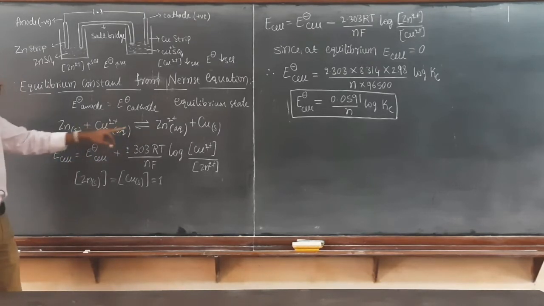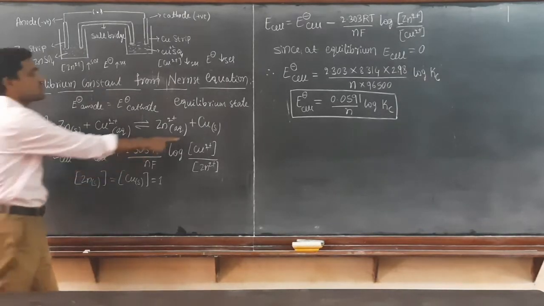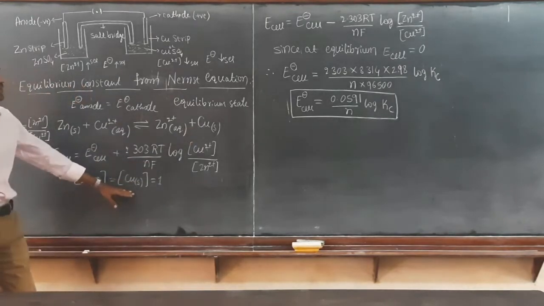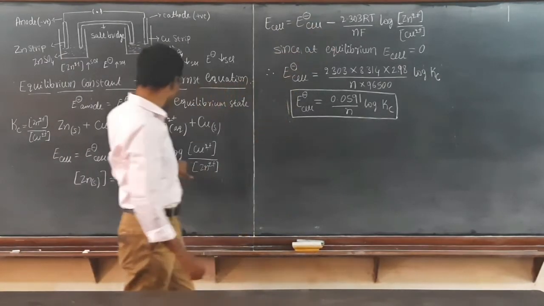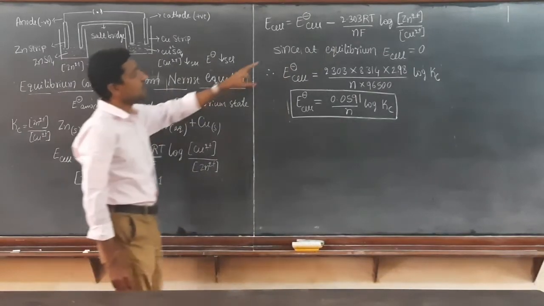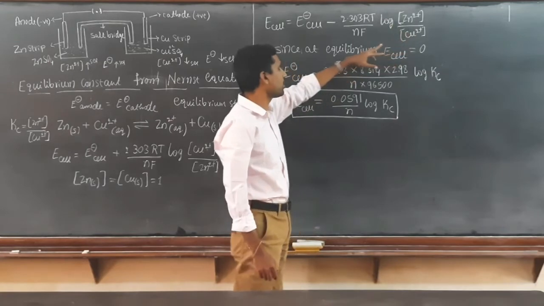Already you know this one. The equilibrium constant for this reaction can be written as the concentration of Zn2 plus divided by the concentration of copper 2 plus. This is the equilibrium constant expression, because the concentrations of the solids should be considered as unity. Therefore the E naught of the cell is positive in this case. If it is negative, you need to interchange the denominator and numerator.